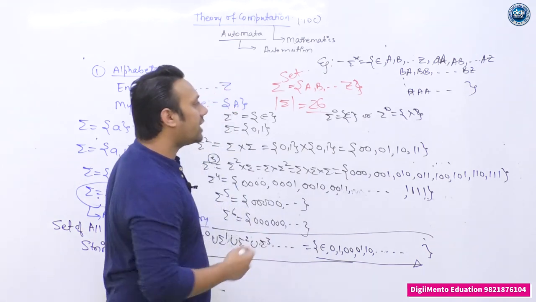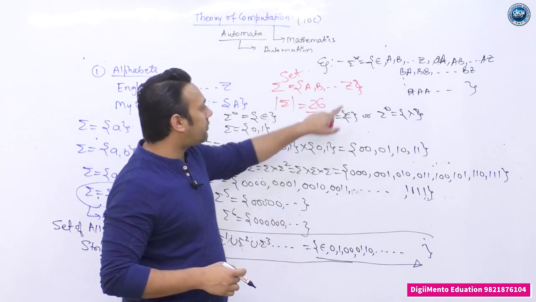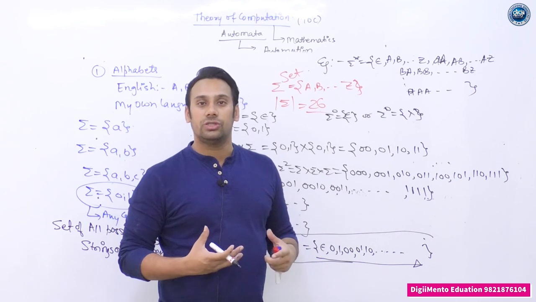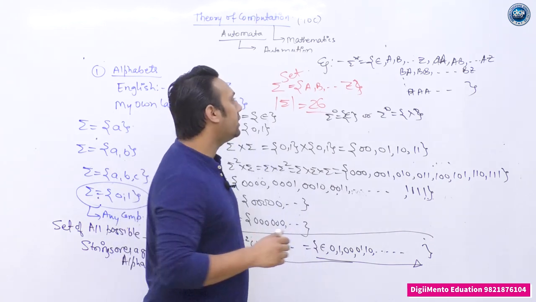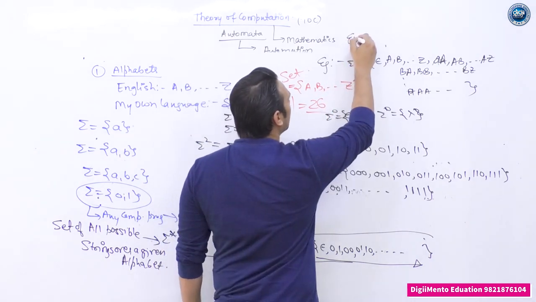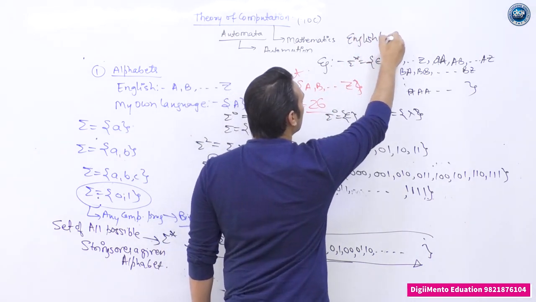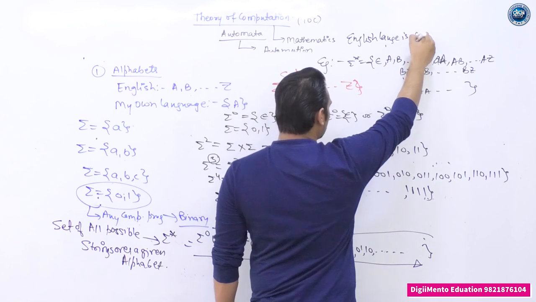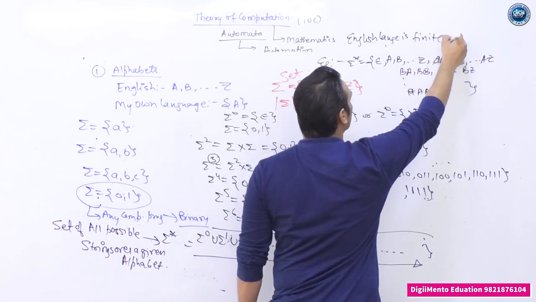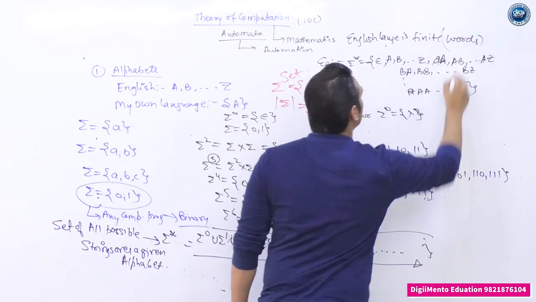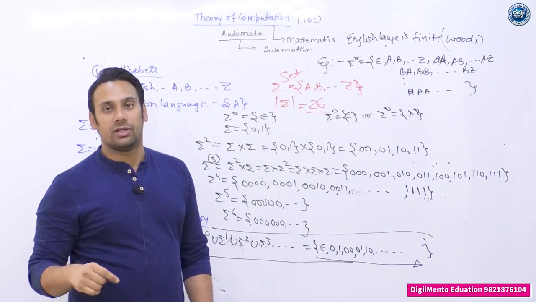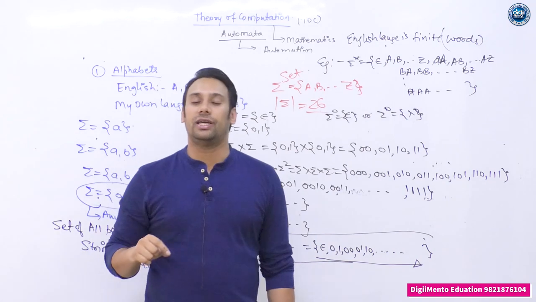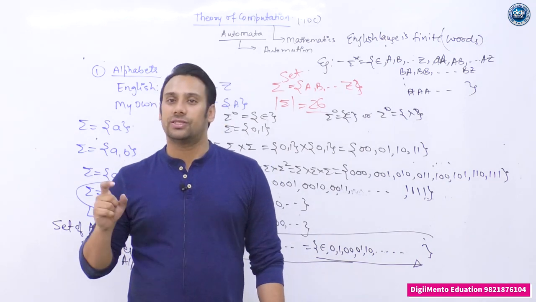So for that we have to define the language. English language is huge, but still the number of words in the English language is defined. So the English language is finite in terms of words. Whatever words exist in the English language, you can count every possible word. It is not that the English language has infinite words. The number of words in the English language is finite.